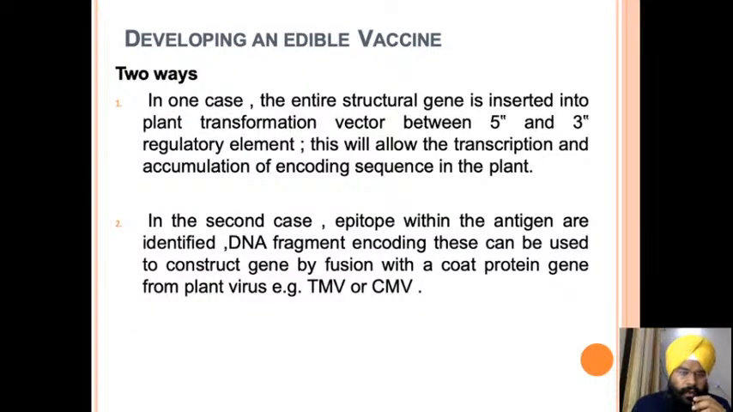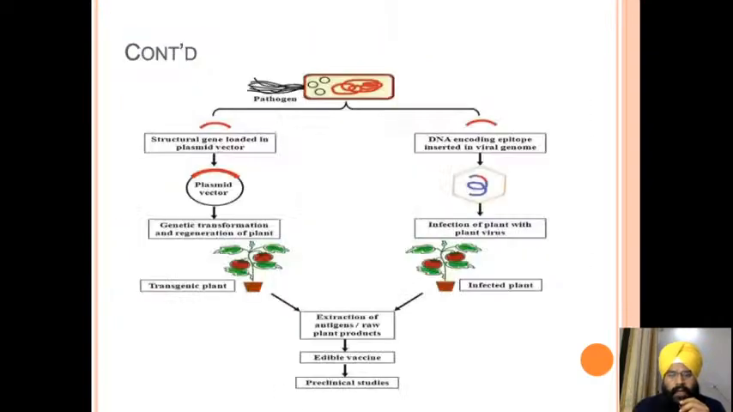You can do it in two ways. In one case, the entire structural gene is inserted into the plant transformation vector between the 5' end and 3' end, and this will allow the transcription and accumulation of the coding sequence. In the second way, an epitope of the antigen is added to the DNA fragment, and this coding sequence can be used to construct fusions with coat protein genes of plant viruses like TMV or CMV.